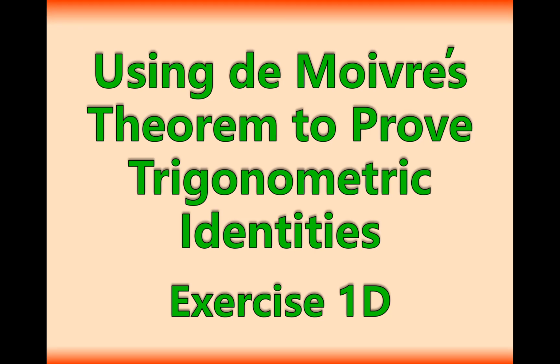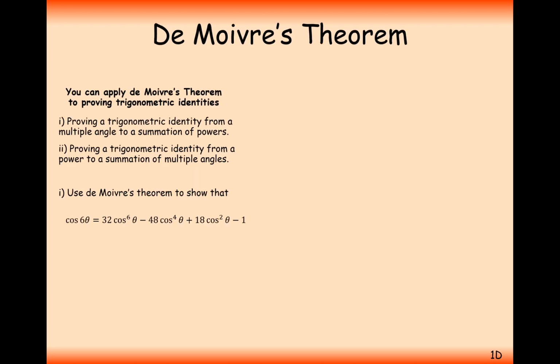Here we're looking at using de Moivre's theorem to prove trigonometric identities, and this is going to lead on to exercise 1D. There are two different things that we need to be able to do with de Moivre's theorem to prove trigonometric identities. We need to go from a multiple angle to a summation of powers, like this question here, and the second thing we need to be able to do is prove a trigonometric identity from a power to a summation of multiple angles, so taking something like cos to the power of 6 theta and writing it as cos 6 theta plus dot dot dot. So we're going to have a go at the first one first.